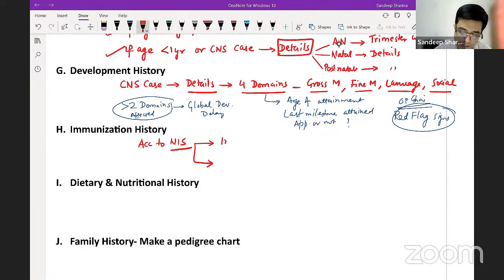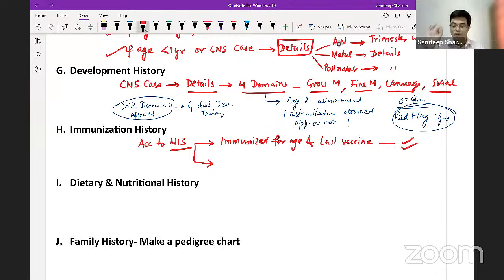You will say the child is immunized for age, and the last vaccine was this and this, taken at this age. You need to mention the last vaccine taken. So for a 9-month-old child, you will say the child is immunized for age, and last week the child was given the MR vaccine at 9 months of age. He has also been given vitamin A supplementation. So you will say the child is immunized for age. Many times parents will say the child is immunized for age, but the vaccination card will not be there. So when they say immunized for age, you will also mention the last vaccine taken.